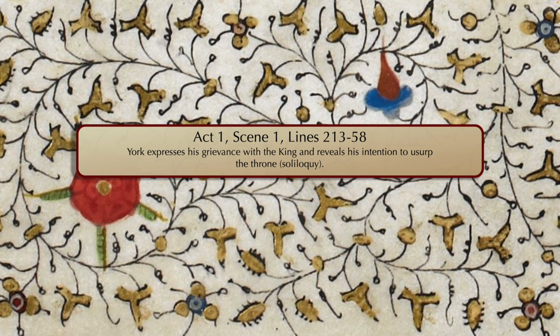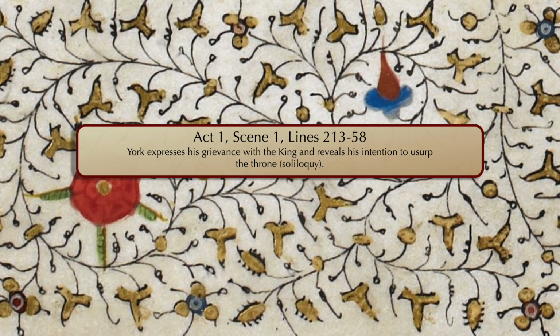occurs when an actor is alone on the stage in his part. All the other characters leave, and the character speaks, not directly to the audience, but in a way that reveals the inner workings of the character's mind. It gives the audience insight into the character's motivations and mental state. So this first one, at the end of the very first scene of the play, York is expressing his grievance with the king and reveals his intention to usurp the throne. So the audience knows right off the bat what York is up to.